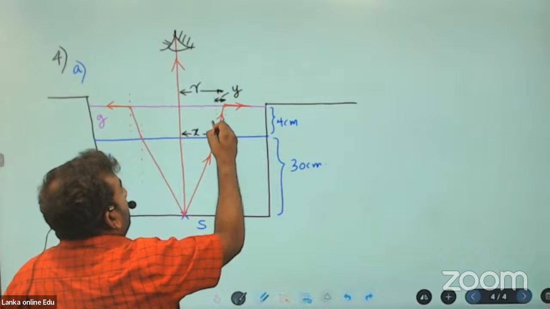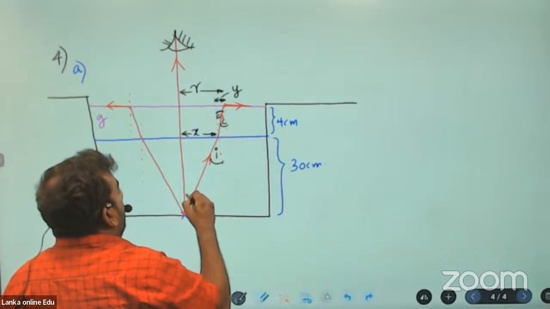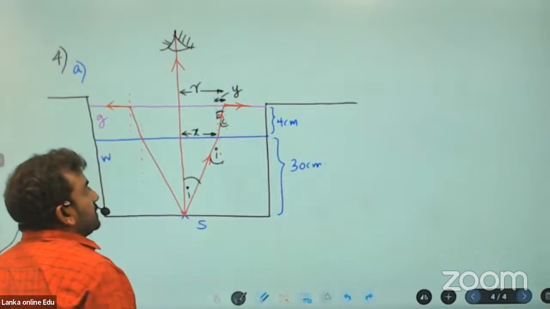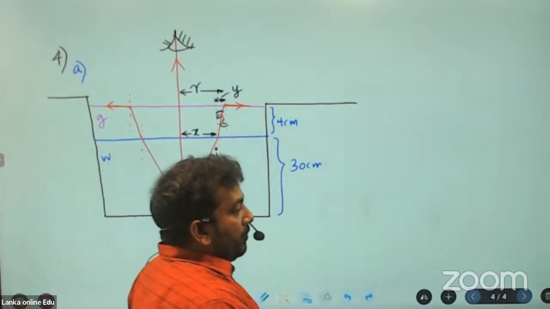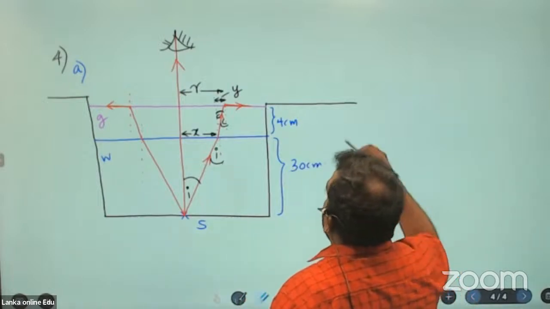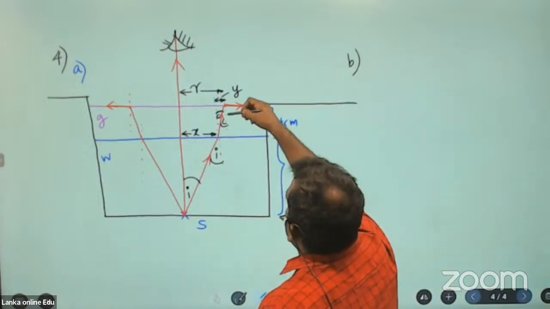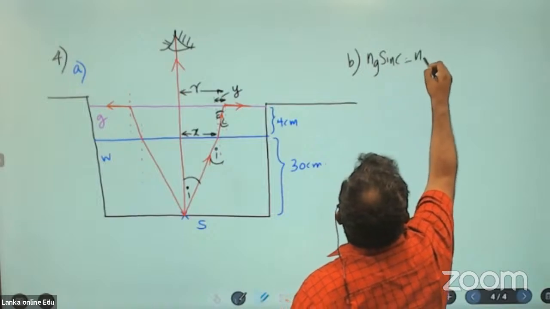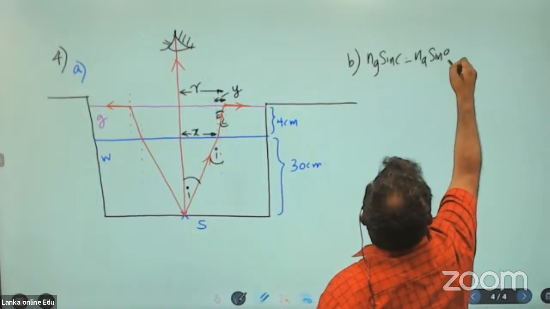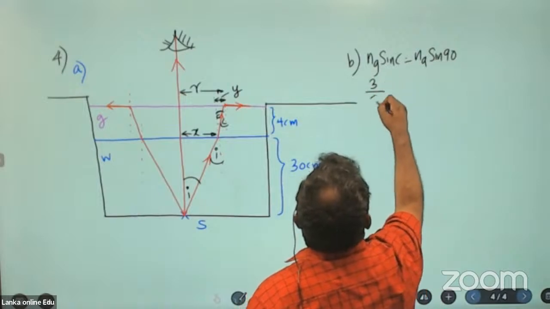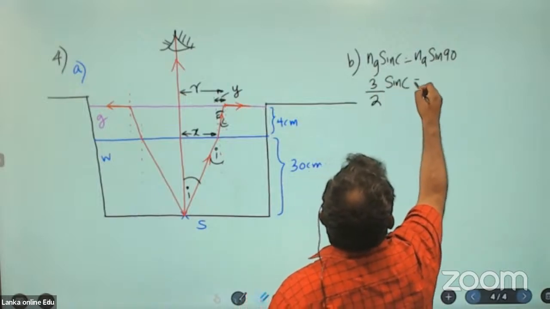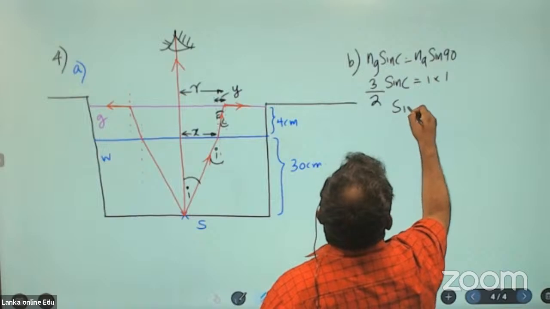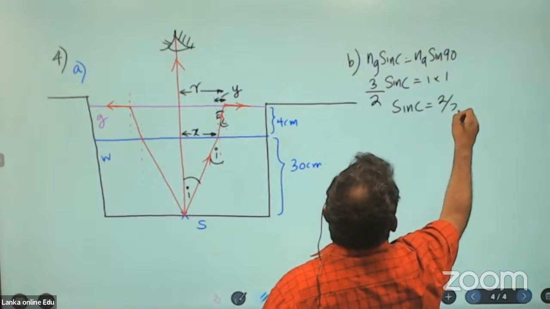Here critical angle, here critical angle, here angle of incidence, here angle of incidence. Carefully work backwards. Here, NG sin C equals NA sin 90. NG is 3 over 2, sin C. Sin C is equal to 2 over 3.